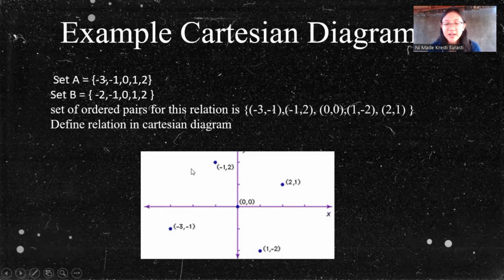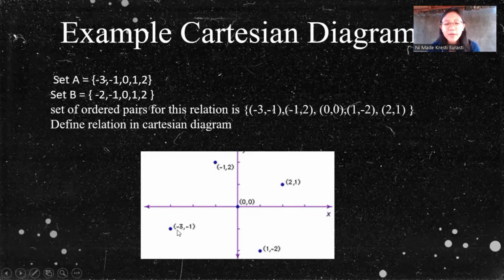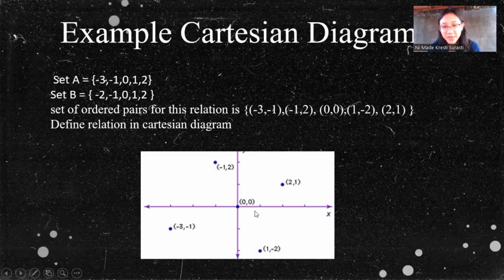So this is the Cartesian diagram of this relation. There is the coordinate (-3, 1), this is the coordinate (-1, 2), and there is the coordinate (0, 0), and the coordinate (1, -2), and the coordinate (2, 1).